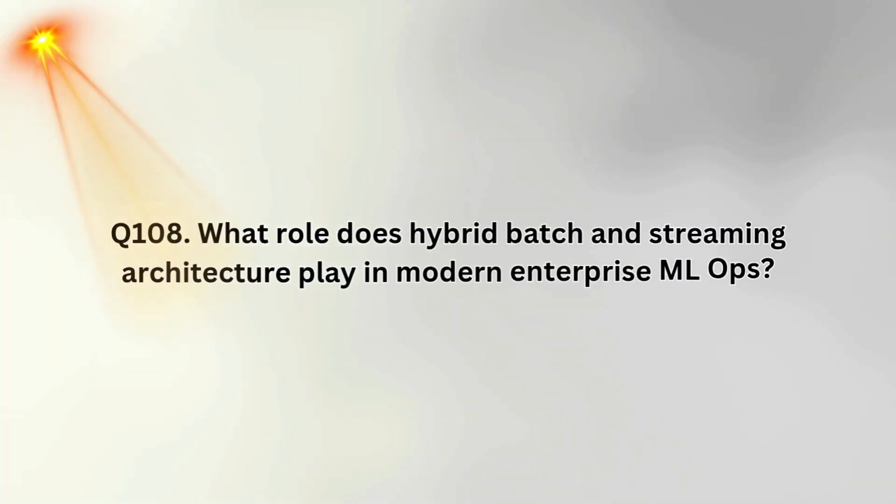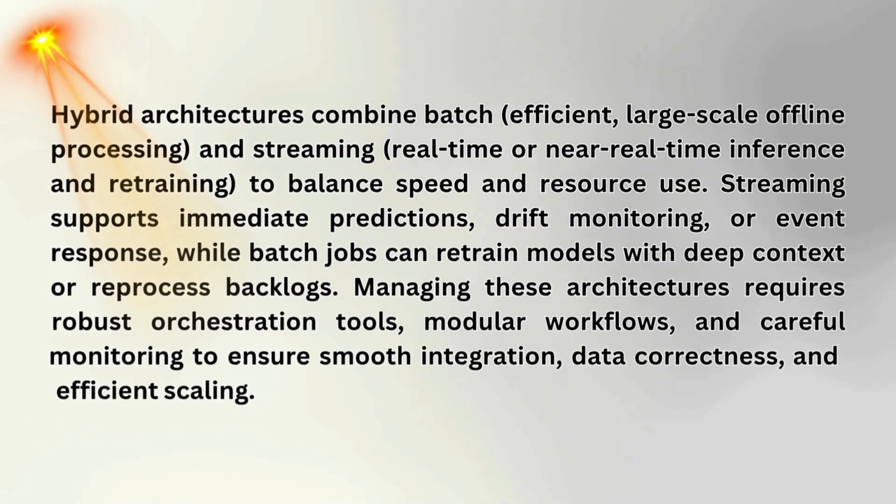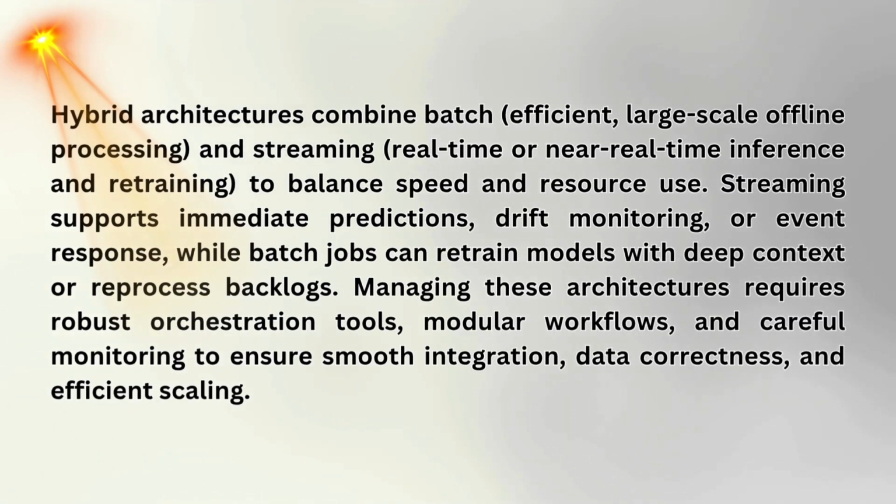What role does hybrid batch and streaming architecture play in modern enterprise ML Ops? Hybrid architectures combine batch, like efficient, large-scale offline processing, and streaming, like real-time or near real-time inference and retraining, to balance speed and resource use. Streaming supports immediate predictions, drift monitoring, or event response, while batch jobs can retrain models with deep context or reprocess backlogs. Managing these architectures requires robust orchestration tools, modular workflows, and careful monitoring to ensure smooth integration, data correctness, and efficient scaling.